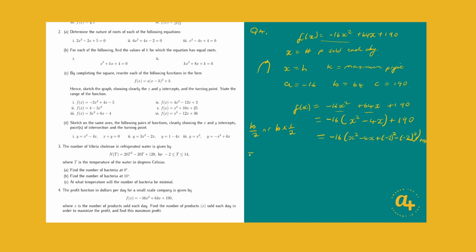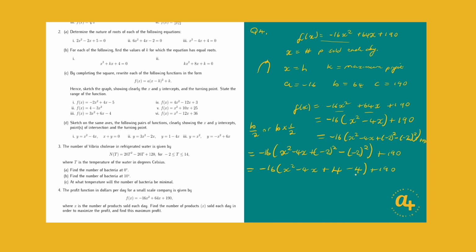So we're going to have negative 16 x squared minus 4x plus negative 2 squared minus negative 2 squared and then plus 190. So what we have here is just the same as this, no difference. We can see here that we've halved our b and then we've squared it and then we've added it and also subtracted it at the same time. The next thing will be to simplify this further so that we have negative 16 x squared minus 4x plus 4, negative 4 here, plus 190. So that's what we have here.